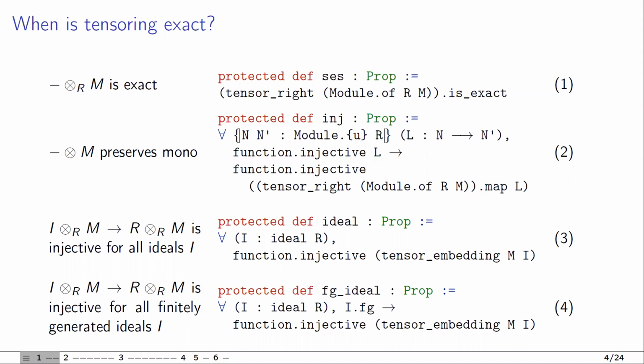And we can reduce this condition even further. Instead of checking for every N and N prime, we can just check that for the ideals I of R, I tensor M embedding to R tensor M is an injective function. It will in fact be sufficient to say that tensoring with M is an exact functor. And we can do even better than that. Instead of every ideal, we can just check for every finitely generated ideal. If I tensor M embedding to R tensor M is injective, then it is sufficient.